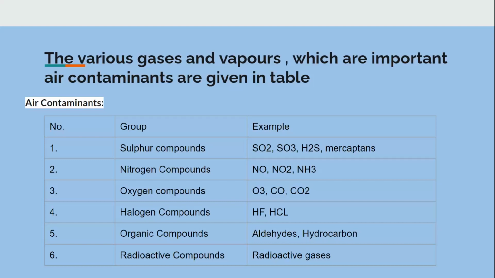Radioactive compounds include radioactive gases. Okay, these are the major components. In the syllabus they have asked for the major air pollutants and their characteristics. So we will see their characteristics.